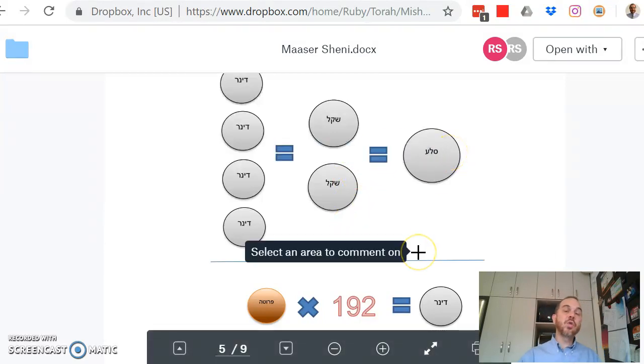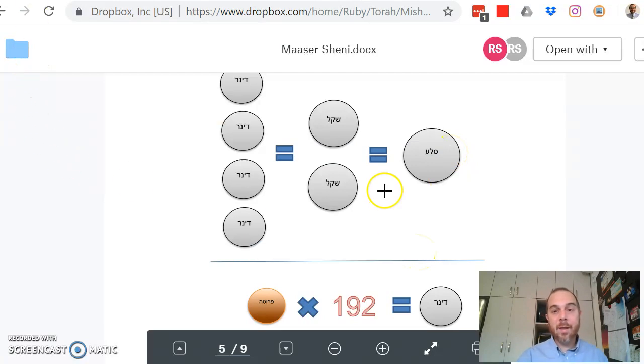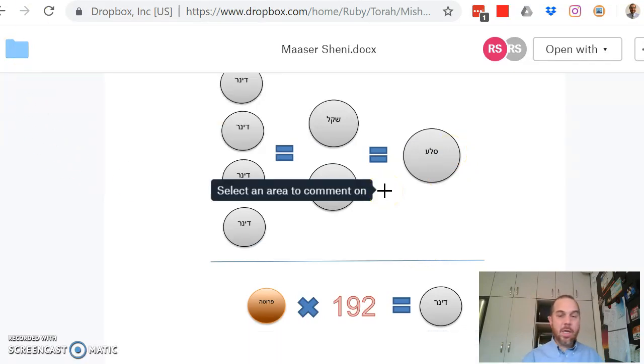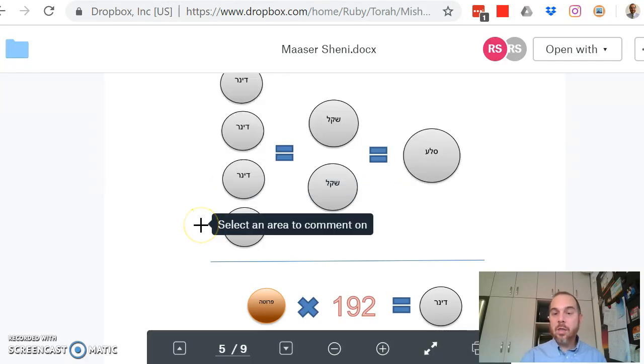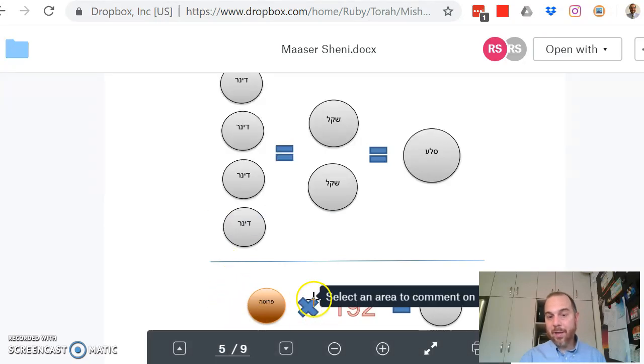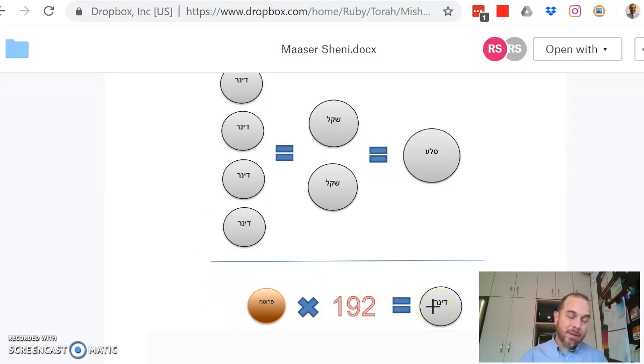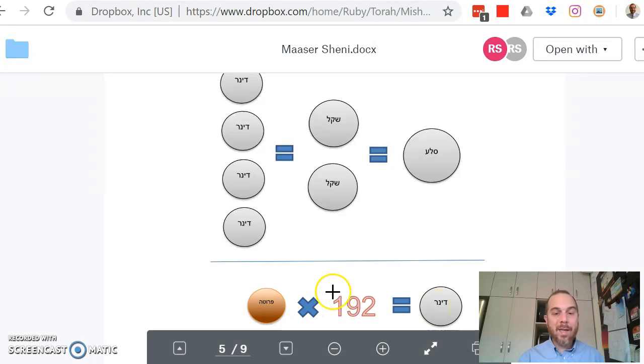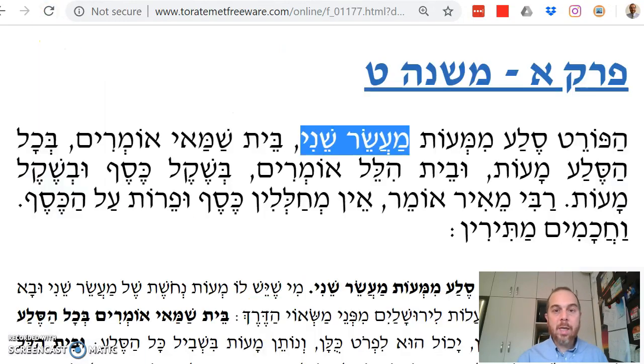And when he got to Yerushalayim, that's the problem, because the money changer thing must be crazy. When you get to Yerushalayim, the rates of exchange probably went up, and you would never get 192 per dinar. They would give you 190 or 180. So you're losing money that belongs to Ma'aser Sheini. So the Mishnah says, "Poret sela mimaot Ma'aser Sheini."